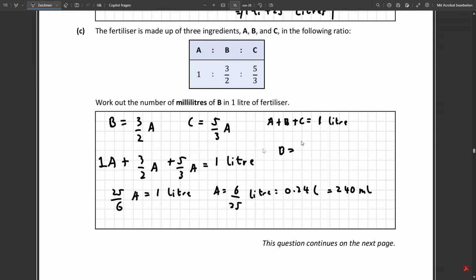Okay, now we know that B is 3 over 2 times bigger than A as our equation here. So B will be equal to 3 over 2 times 240, which is equal to 360.